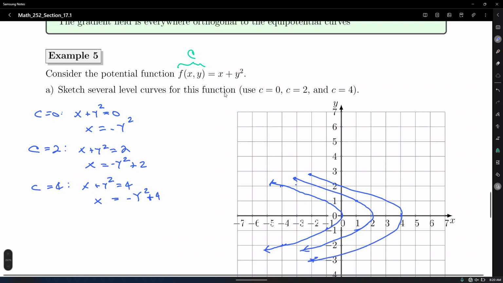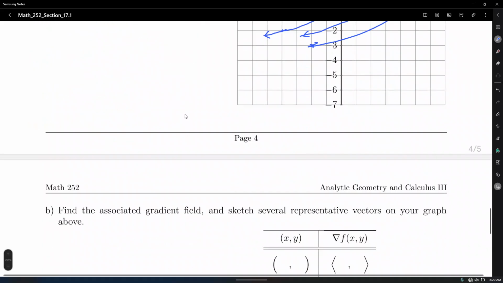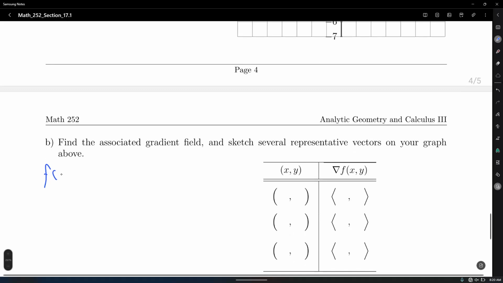Now let's verify this definition on part B on the next page. Find the associated gradient field and sketch several representative vectors on your graph above. So find the gradient of our function f of x, y equals x plus y squared. Nabla of f, the gradient of f, has partial derivative with respect to x equal to 1, and the y component is the derivative with respect to y, so that is 2y.